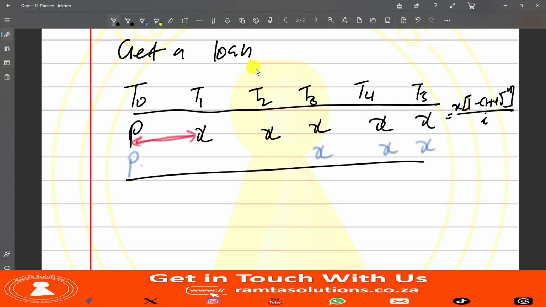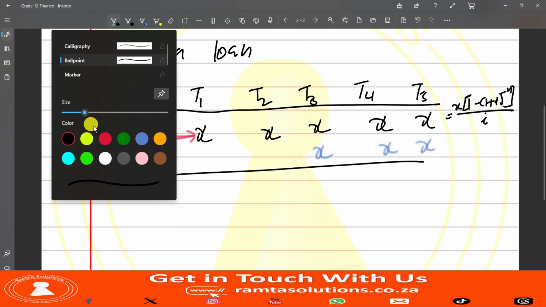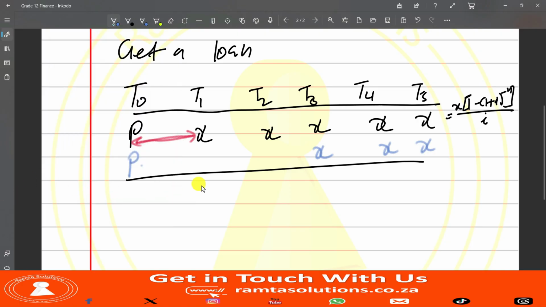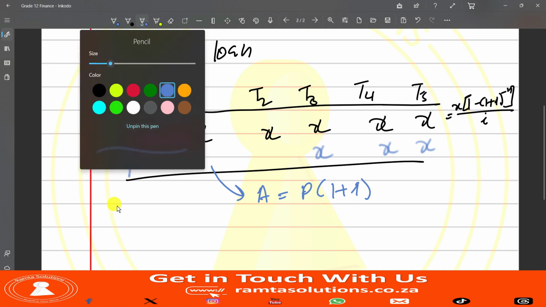But when you get here, it's quite tricky. It'll be two parts. What will happen? You need to say A equals P into 1 plus i. You need to move this guy here. You need to move this guy here too.